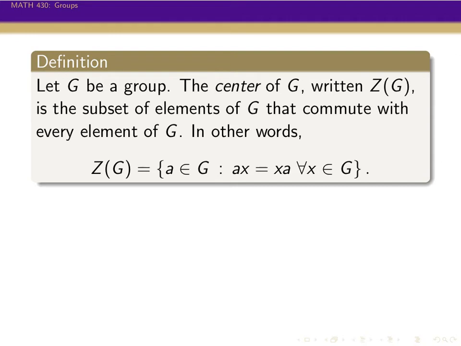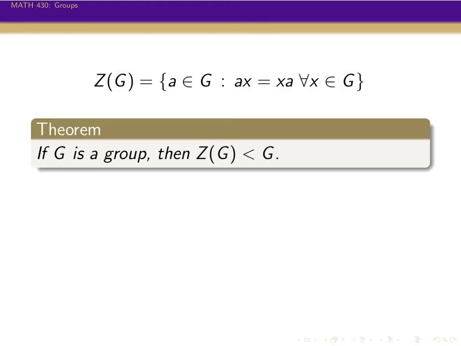So if we take a group G, and if we look at just the subset of the elements of G that commute with every other element, this subset is called the center. When we write it Z of G, I think we use Z because in German center starts with a Z. And so Z of G is everything in the group such that AX is equal to XA for all X in G. Well, it turns out that the center is always a group.